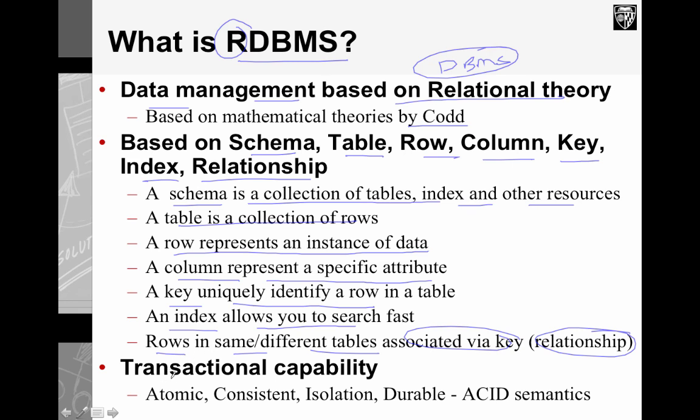One of the key characteristics of relational database management systems is transactional capability, which we call ACID semantics. A stands for atomic, there's consistent, isolation, durable. This is a topic by itself. You can read a lot about this. I'm not going to get into the details of what ACID semantics means. There's a lot of nice articles out there, nice YouTube videos out there. But the most important thing is it gives you transactional capability.